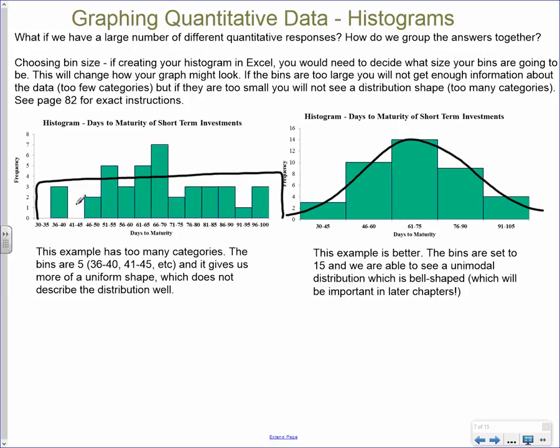Like for this, for instance, we had no investments that happened to mature between 41 and 45 days, so there is a gap there. But if there's some data in each of these categories, then we want them all to touch because, again, this is a number line. We don't need to skip or put a space between categories because we are going just from one number to the next.